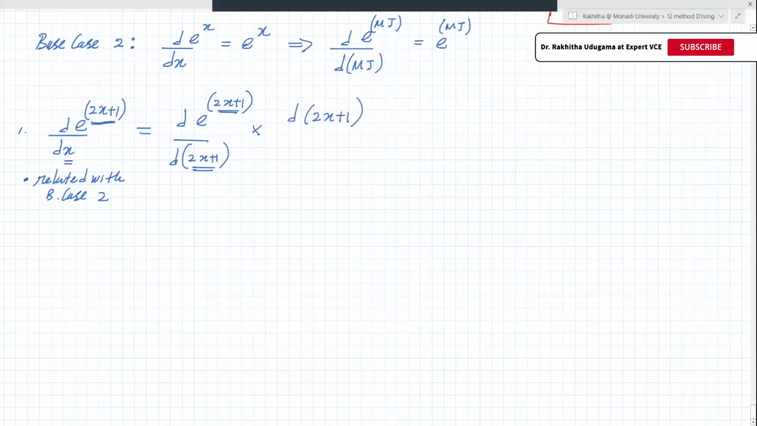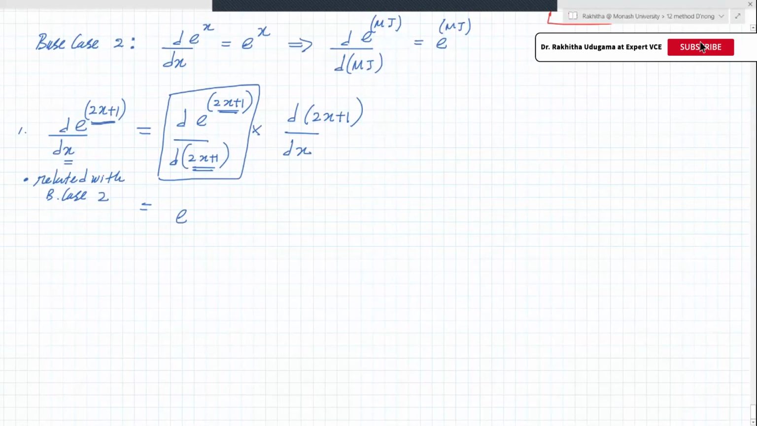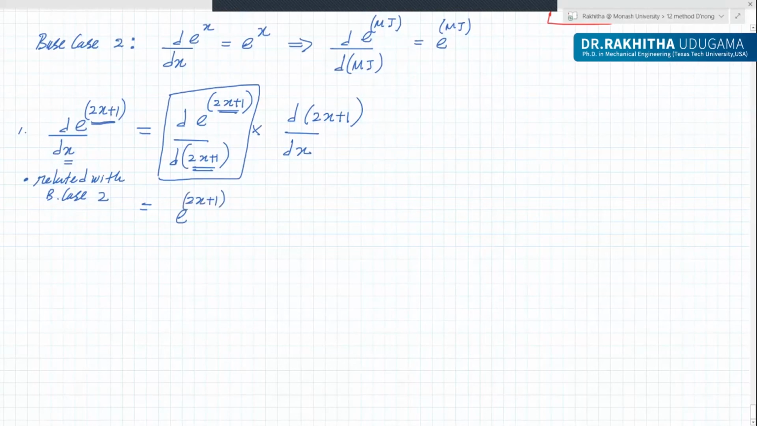Construction, we are going to cancel it. So divided by dx. Now you will see here it's very straightforward, right? So this one is straightforward. That is the criteria, right? So this is going to be e. If you have mj, this should be e to the power mj. So this is going to be e^(2x plus 1), right?